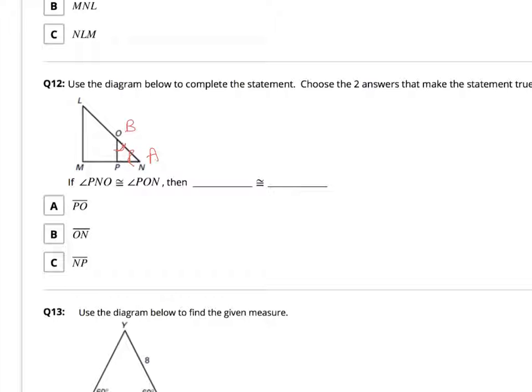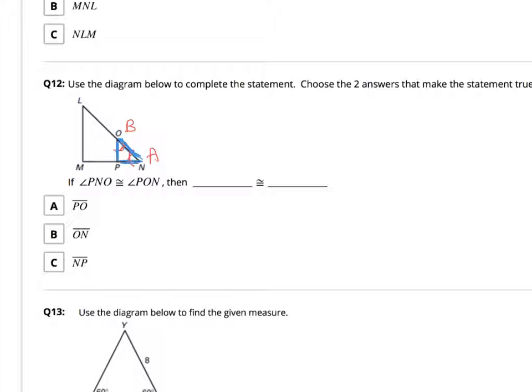Okay, so if those 2 angles are equal, which segments are equal to each other? Which sides? Okay, so you got PO, ON, or NP. Okay, I'm going to label those in blue. So PO is just this little guy right here. Okay, is it ON? Remember, you got to pick 2 of them are going to be equal to each other. Or is it NP? So this little triangle, which 2 are congruent?